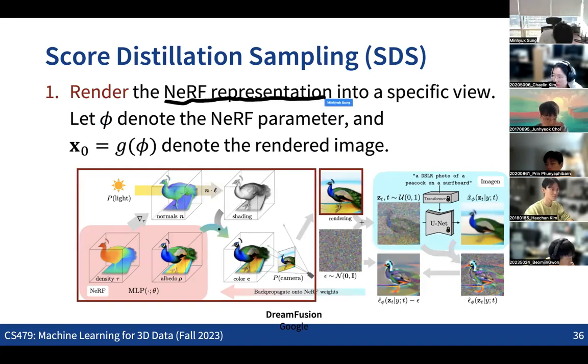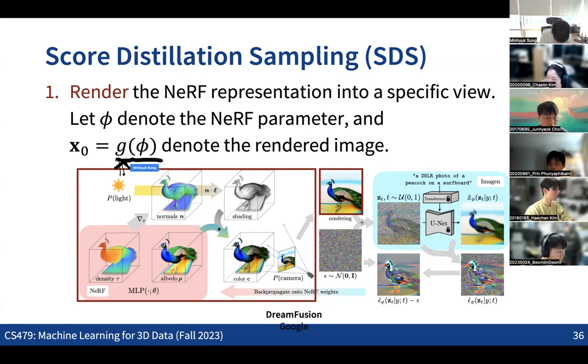Let's say the NeRF, the neural net parameters, are represented as theta. So basically we're going to have some kind of MLP network, which is giving the opacity and the radiance values for each of the points, right? So what we do is render the NeRF representation into multiple views. Let's say this is rendering into one specific view. G is the rendering function, given the NeRF, the neural net parameters. So we are getting an image from the specific view, right? And that image is the x0 here.